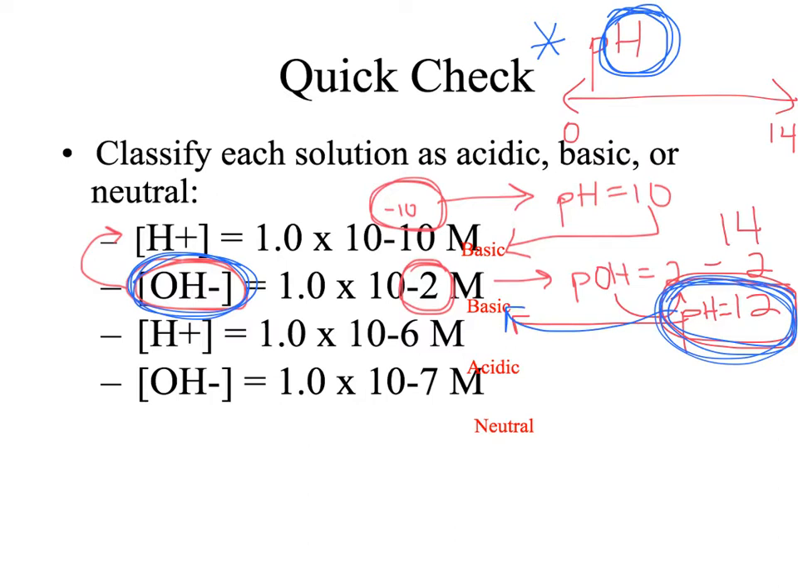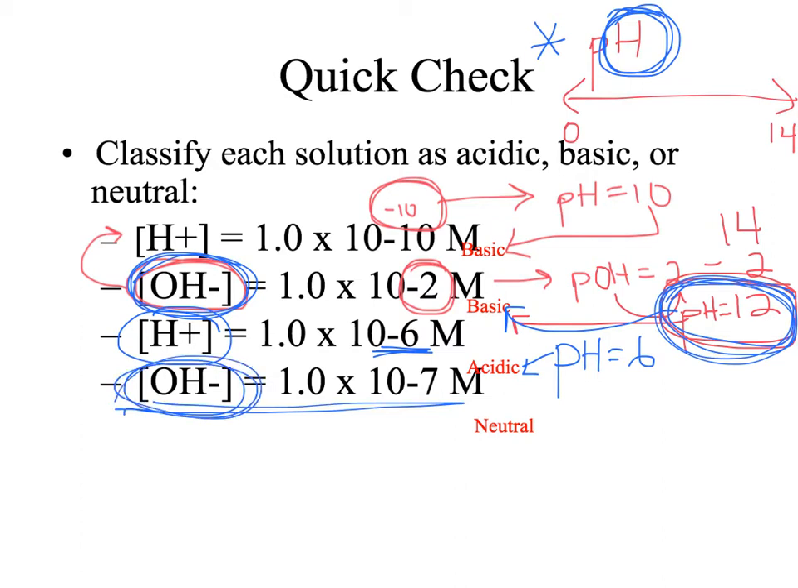A couple more examples. We've got a hydrogen down here of 1 times 10 to the negative 6th. That would lead us to believe that the pH is 6, and that is correct, making it acidic. And here, they tried to sneak one by with the hydroxide. But since it's times 10 to the negative 7th, it doesn't matter because we know that means it's neutral.